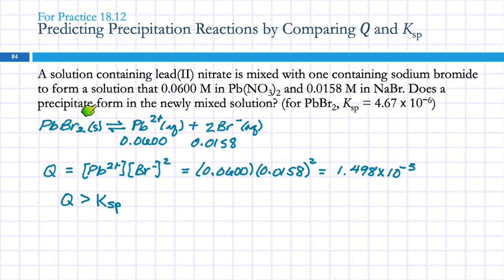How does it do that? By making precipitate. In order for Q to become equal to KSP, the reaction has to shift to the left, has to form more solid. That's the precipitate. So does it precipitate? Yes.